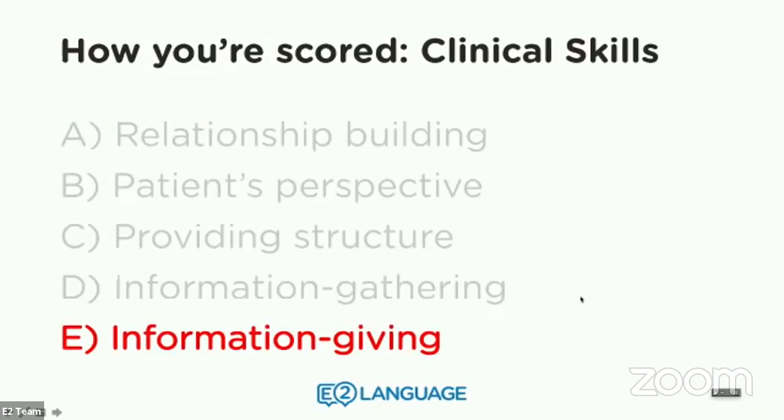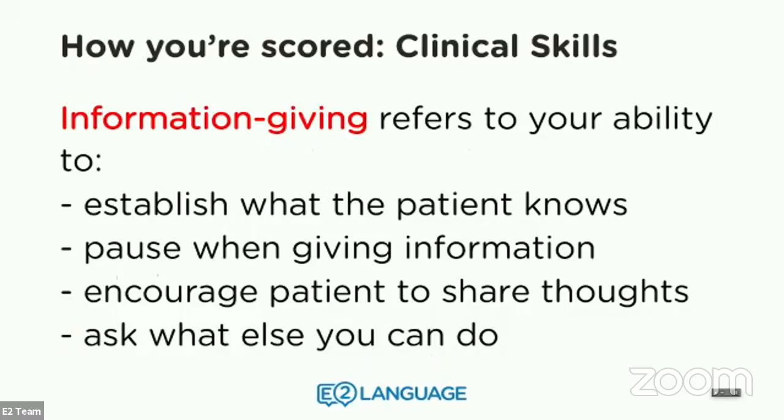Cool. All right, the final criterion for the clinical communication skills is now information giving, because after you've gathered information, you will be providing information. So more specifically, it refers to your ability to establish what the patient already knows, pause when giving information, encourage the patient to share his or her thoughts, and ask what else you can do.